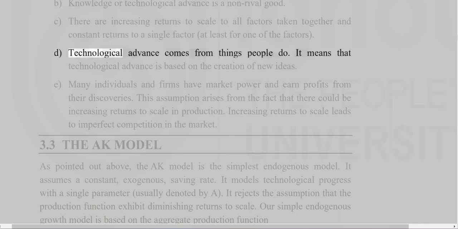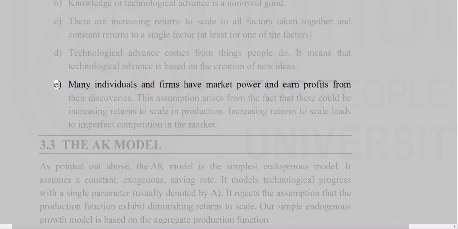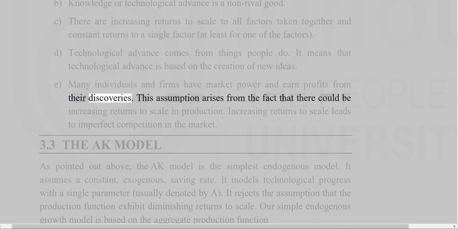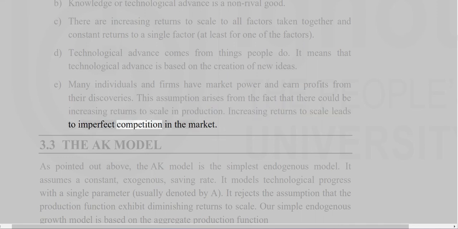D. Technological advance comes from things people do. It means that technological advance is based on the creation of new ideas. E. Many individuals and firms have market power and earn profits from their discoveries. This assumption arises from the fact that there could be increasing returns to scale in production. Increasing returns to scale leads to imperfect competition in the market.